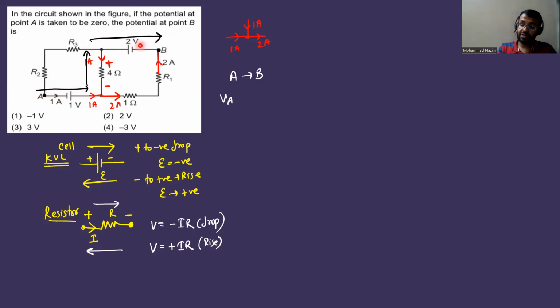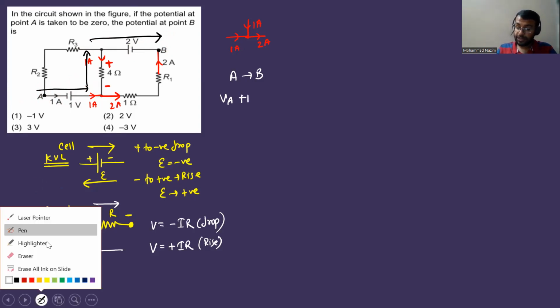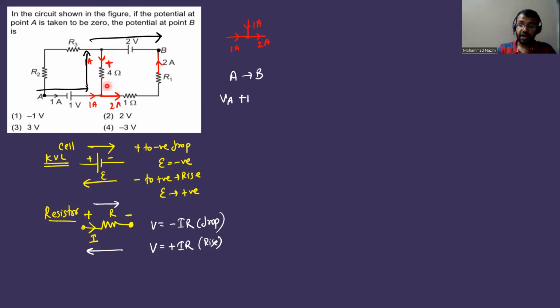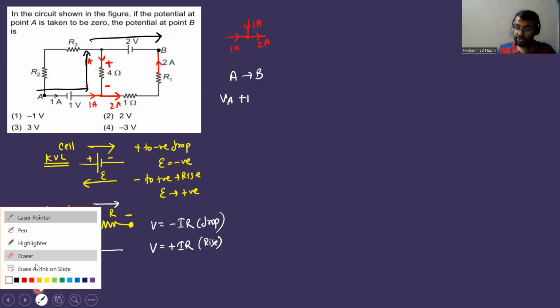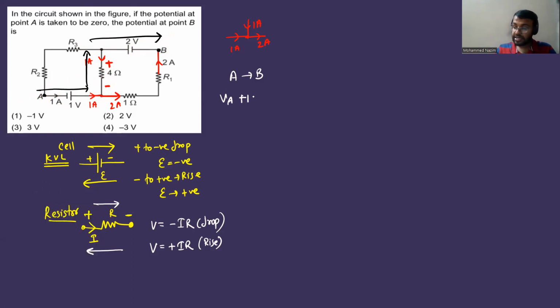So if I start from A and move towards B, first VA, the potential at A. Negative to positive, rise, so plus 1 volt. Then from here to here, negative to positive, again there is a rise, but here positive to negative, it will be a drop. In that case, negative to positive is a rise. What rise? Voltage. What is the voltage across the resistor? I into R. Current is 1, resistance is 4, and then positive to negative, a drop, minus 2. And then what should I write?